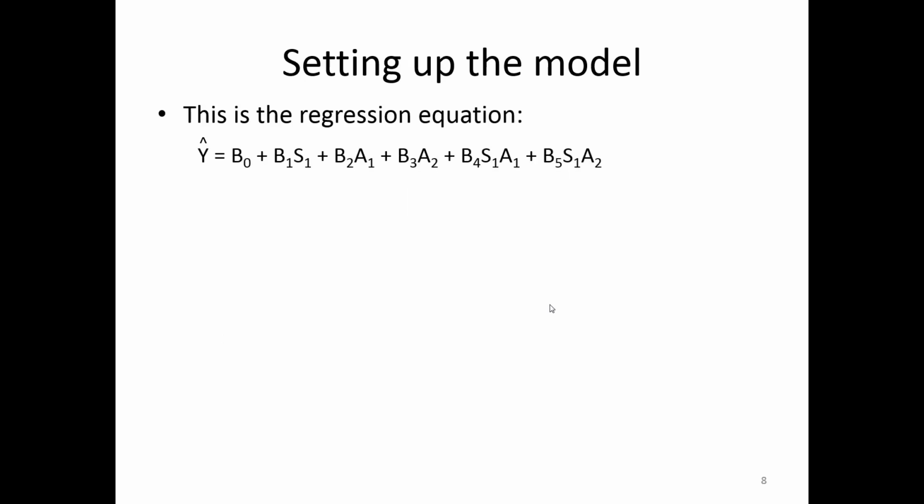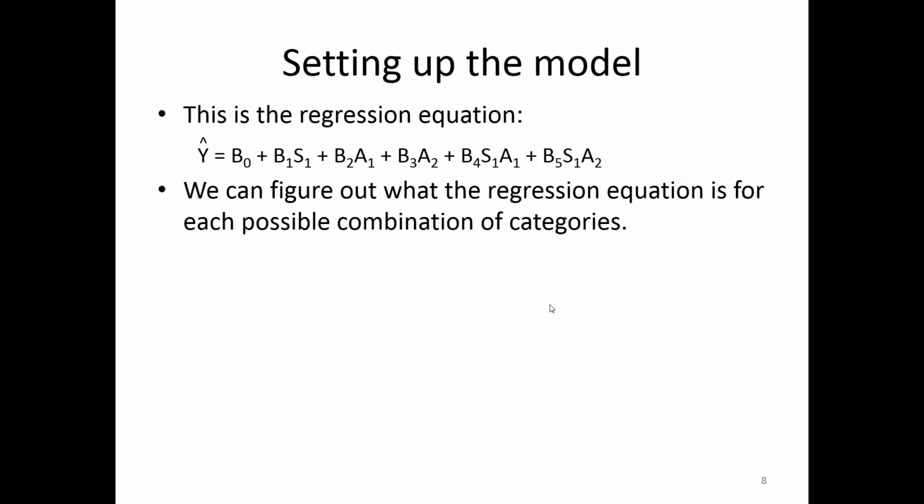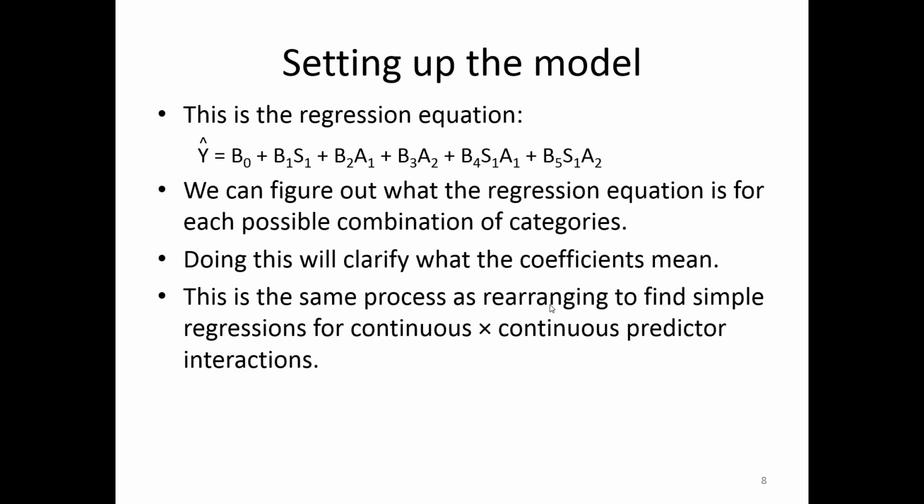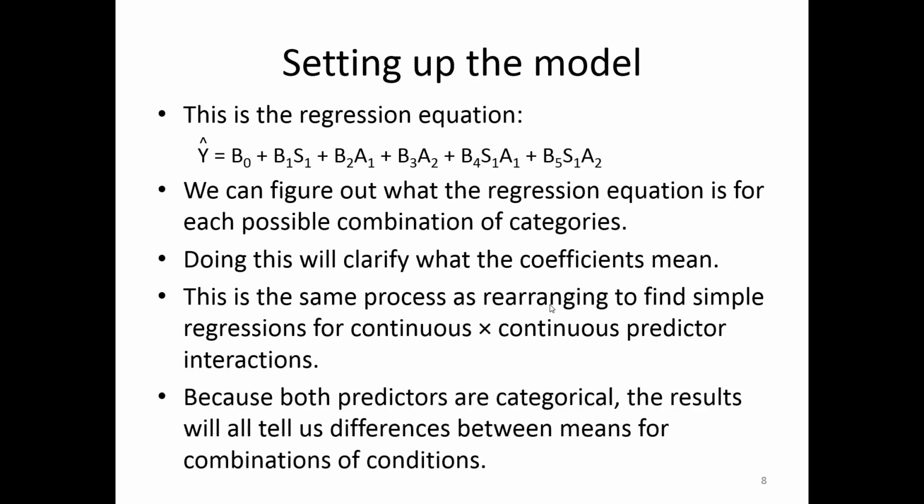And then we can set up our regression equation. So here it is right here. So we can figure out what the regression equation is for each possible combination of the categories. So doing this will clarify what exactly our coefficients mean. So this is just like what we did when we rearranged to find simple regressions for continuous by continuous predictor interactions. So because both predictors are categorical, the results are all going to tell us differences between means for different combinations of conditions. Okay, so basically we can look at different means.